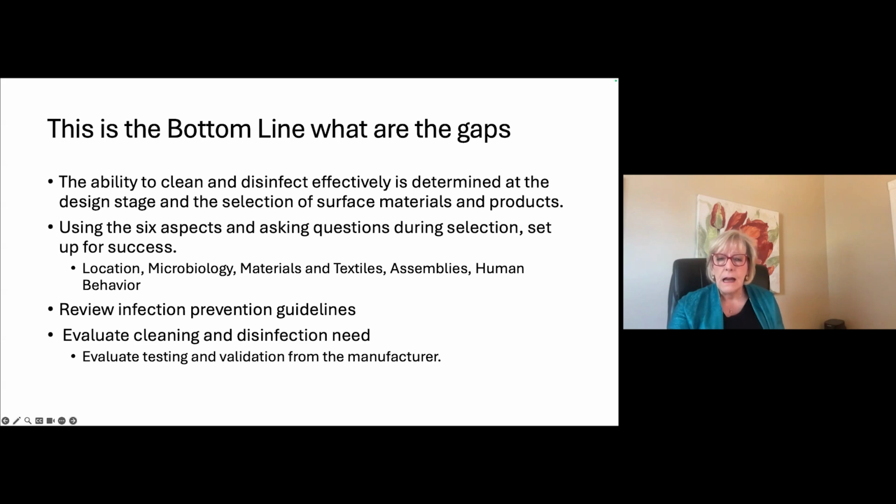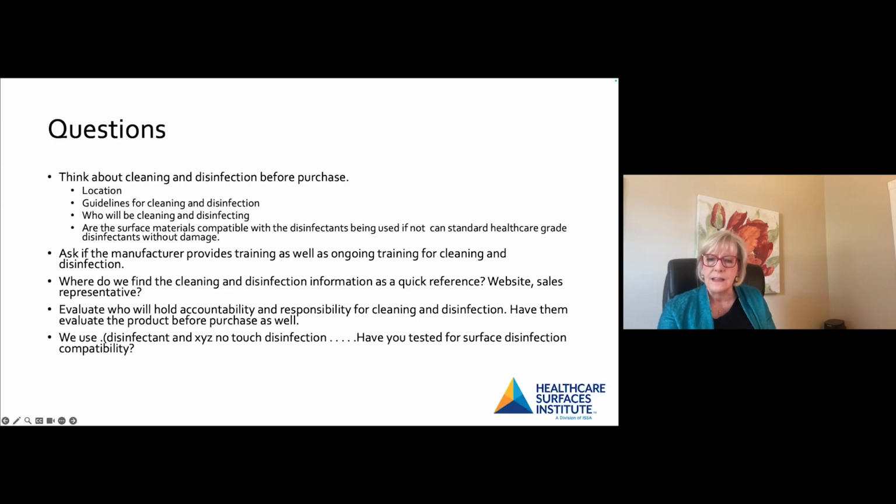And when you do that, you really need to look at all 6 of the aspects that we've talked about: location, microbiology, materials and textiles, assemblies, and the human behavior. Review the infection prevention guidelines, which can differ between each facility. And we want to evaluate how things are being trained when it comes to cleaning and disinfection, and then look for validation from our manufacturers that they have really tested their products so that we know for sure that they can be cleaned and disinfected with the standard products that are being used without causing serious damage.